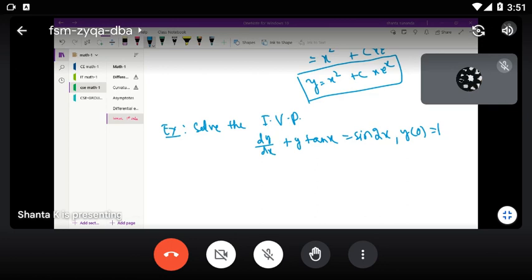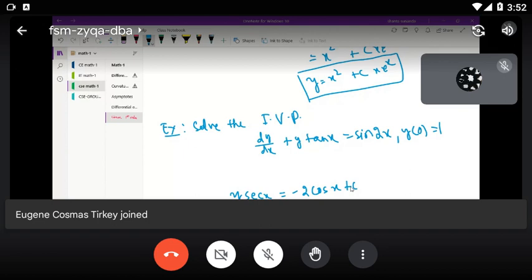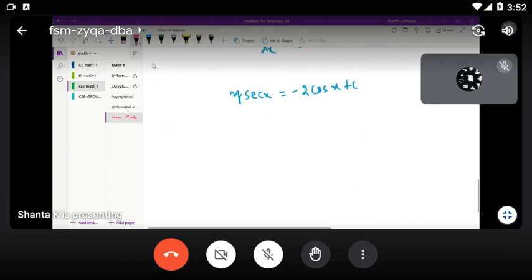Ma'am, y sec x equal to minus 2 cos x plus c. Y sec x equals to minus 2 cos x plus c. Okay. Others, are you getting this? Yes, ma'am. Okay. Okay, one more you do.